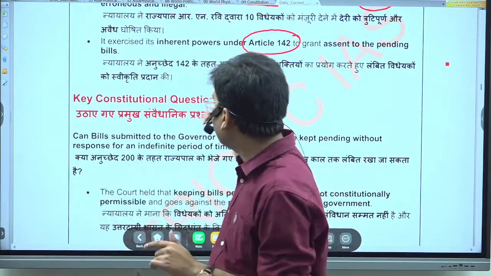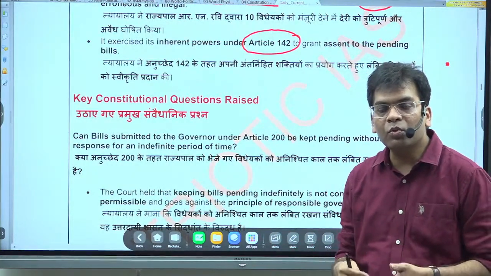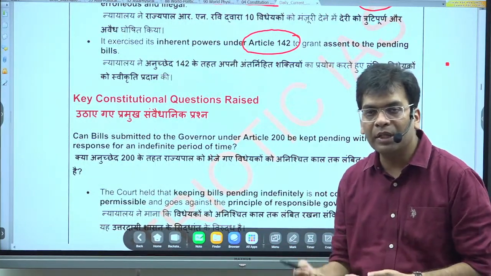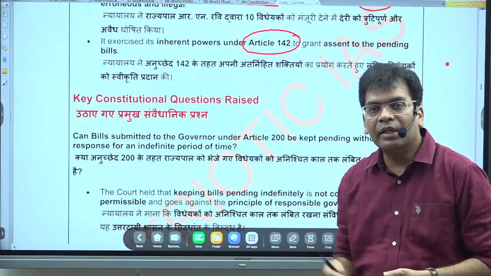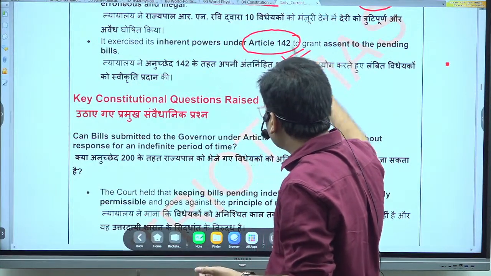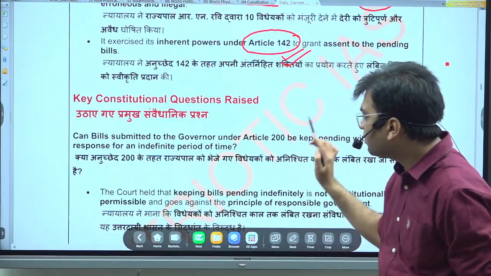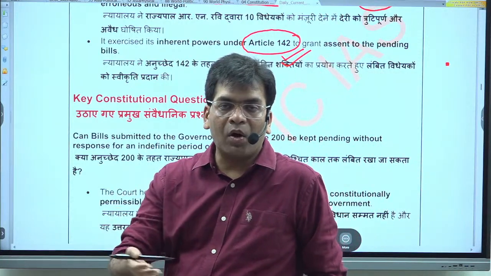And here the judiciary used its power under Article 142. It is a very extraordinary article that gives extraordinary power to the Supreme Court to do complete justice, and in doing complete justice they can issue a writ, an order, or a decree. Here it has issued a decree, and the time limit has been defined. So here the judiciary has brought legislation.